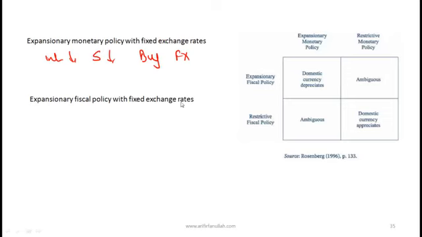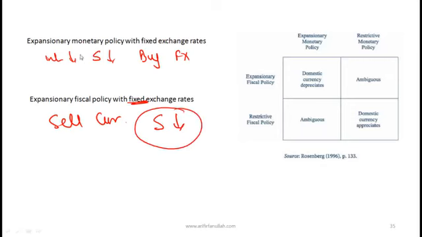Expansionary fiscal policy with fixed exchange rates. Now, to prevent the domestic currency from appreciating, the central bank will have to sell its currency. Selling of the currency actually will mean that the exchange rate will come down. So in the FX markets, if there is a high supply of the domestic currency, then that brings exchange rates down or the currency depreciates.